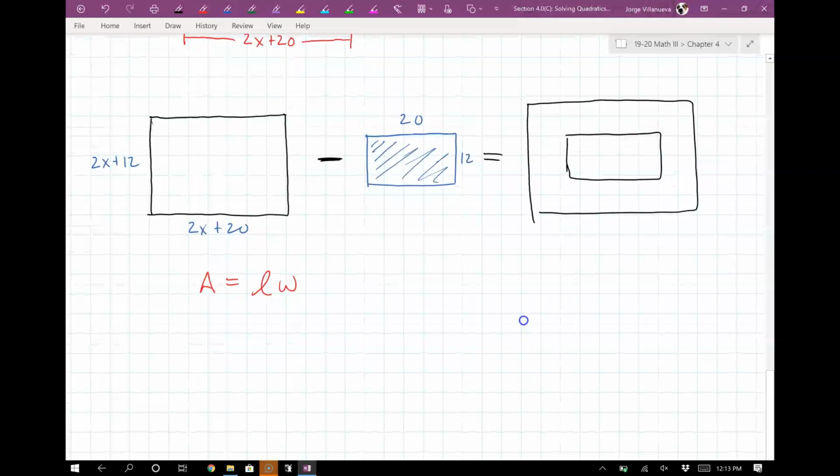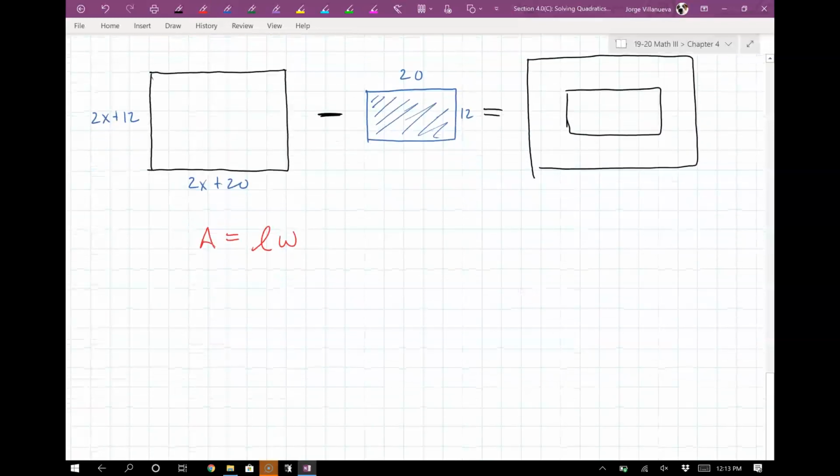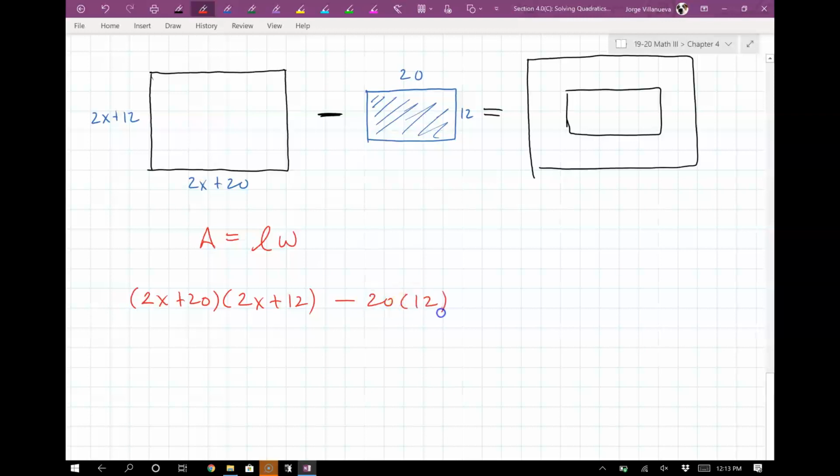So, for the big shape, the area is length, which is 2x plus 20, times width, 2x plus 12. I mean, that's the formula for that shape. 2x plus 20 times 2x plus 12. Minus. And then the area for the pool is 20 times 12.